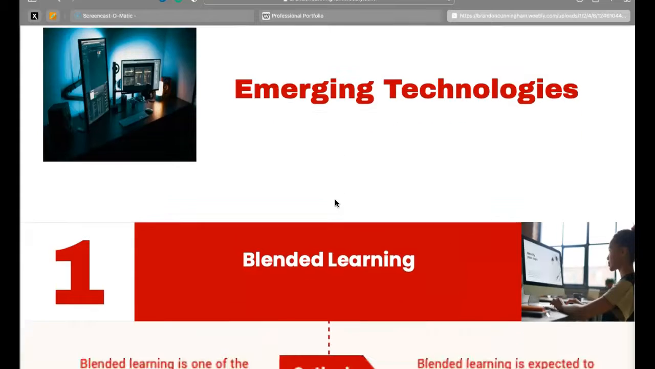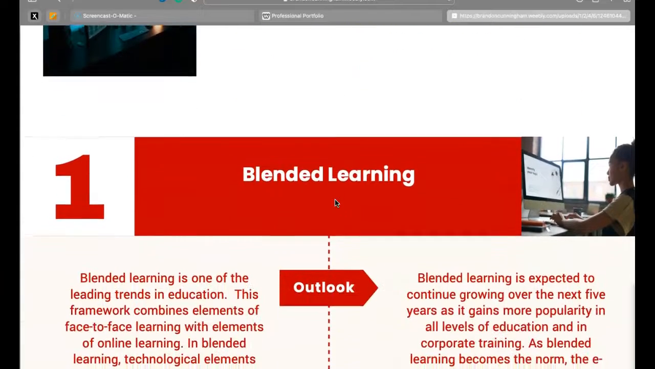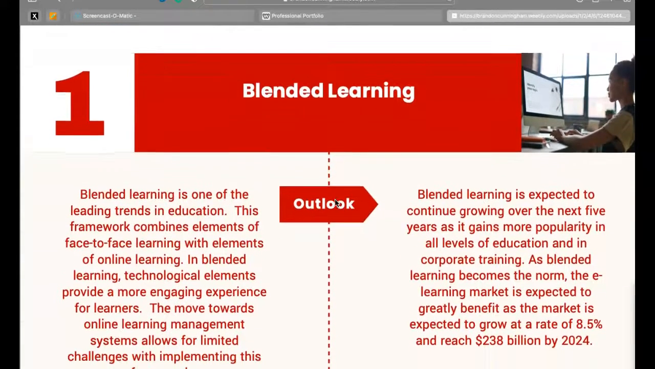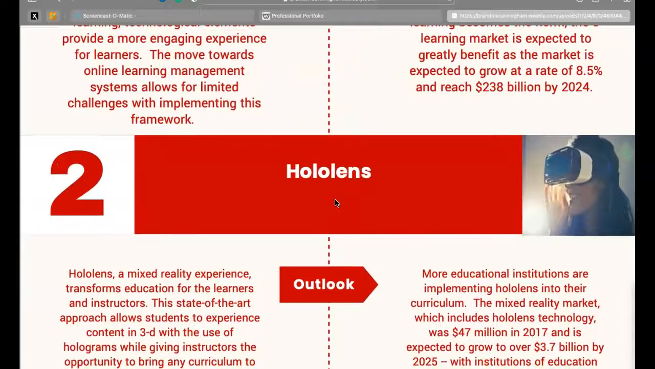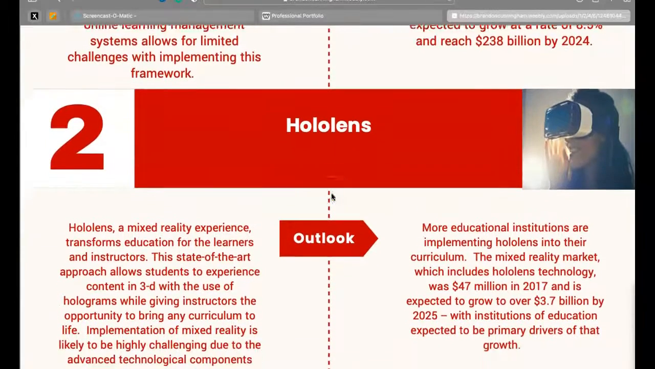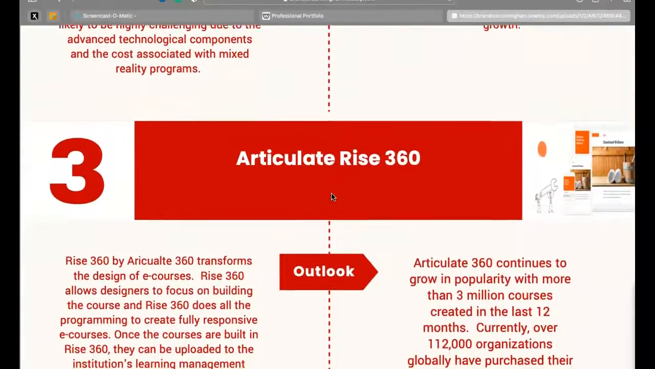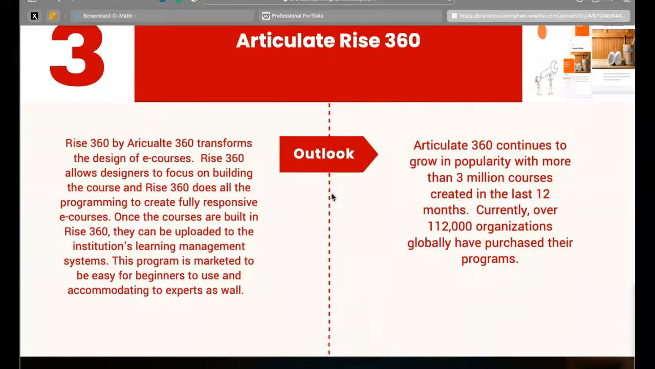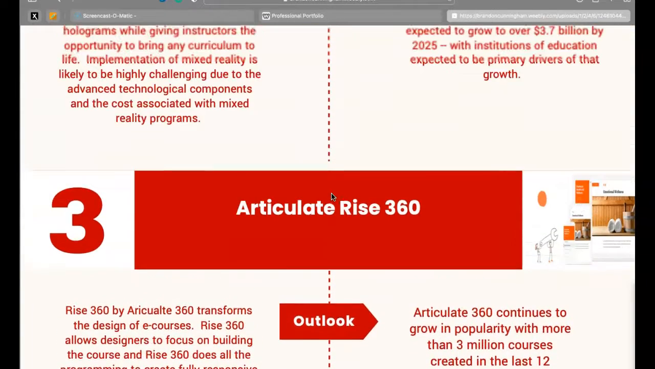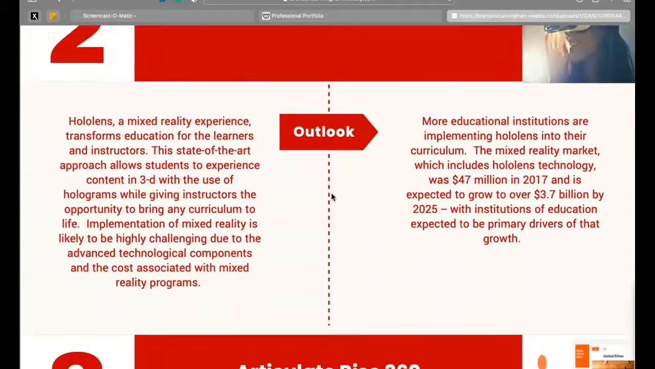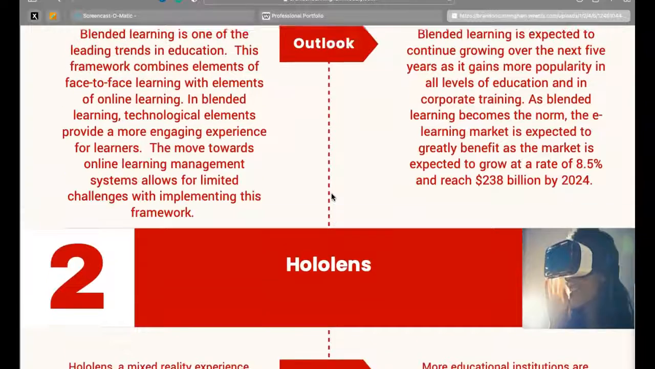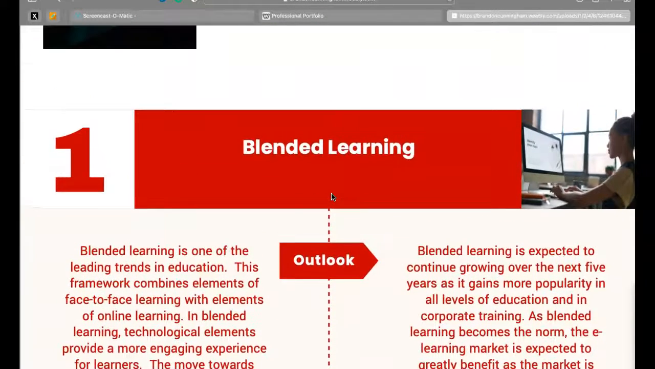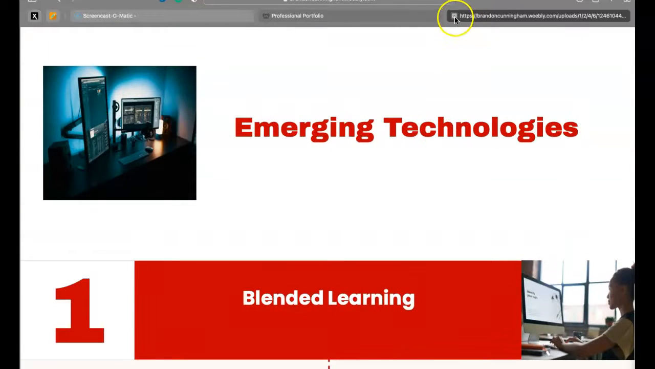Give that a second to open. And the categories I picked to look into here were blended learning, HoloLens, which I've been very intrigued by that technology, and also Rise 360. This gave me a lot of insight of the current trends and where technology is going in the education system. So this was a really helpful project.